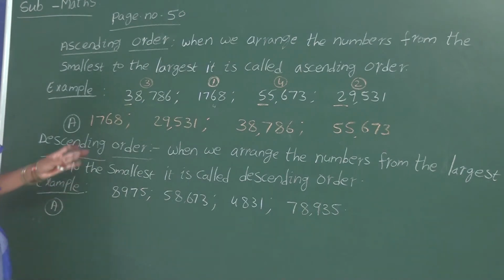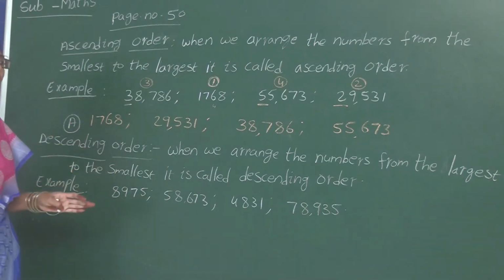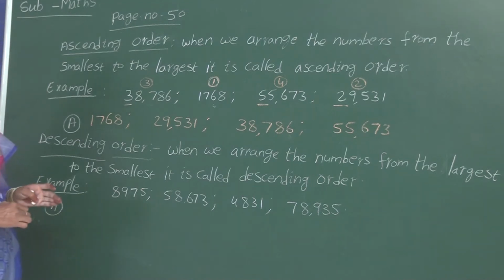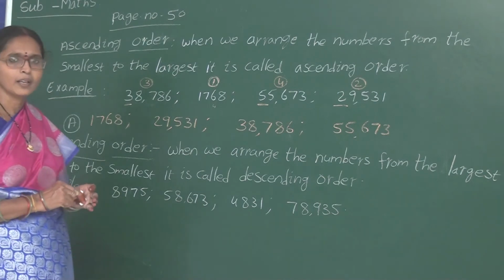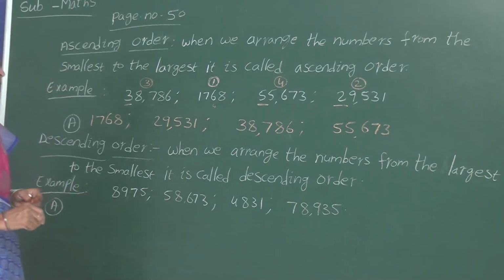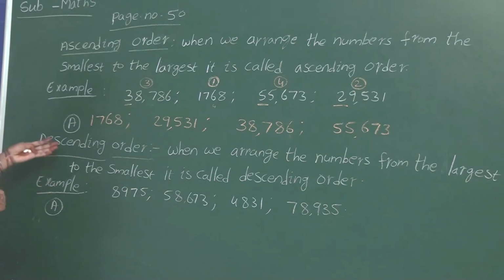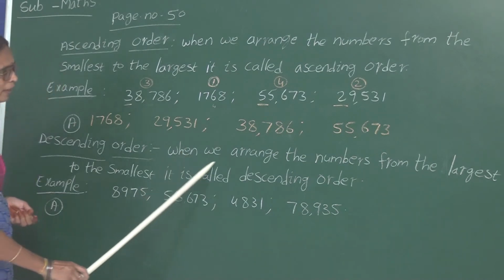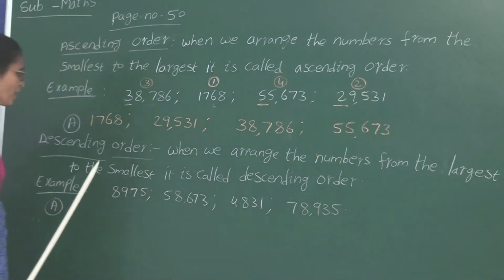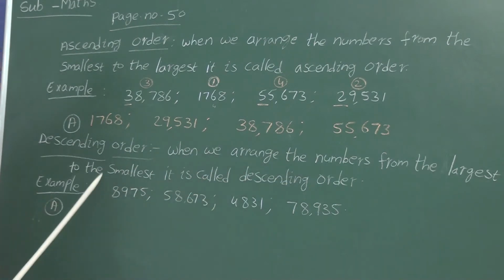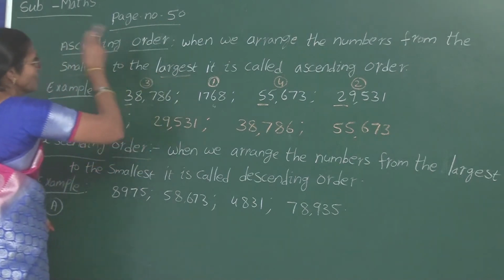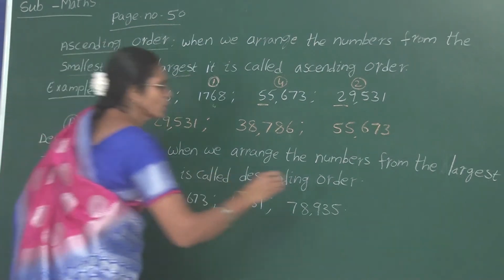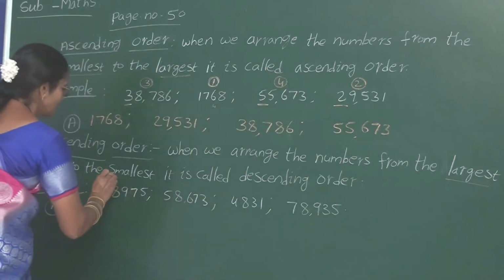So first of all, in ascending or descending order, you have to count the digits. Then you have to decide which one is the smallest and which one is the largest. In the same way, descending order. What is descending order? When we arrange the numbers from the largest to the smallest. So smallest to largest is ascending order and largest to smallest is descending order.